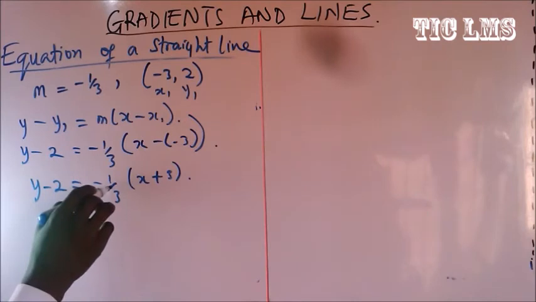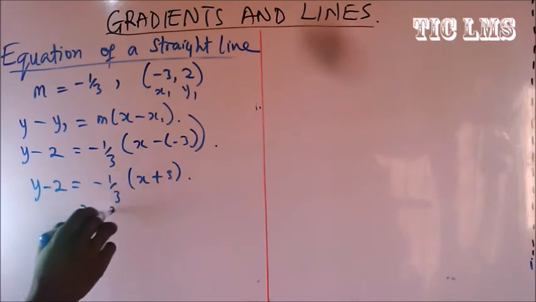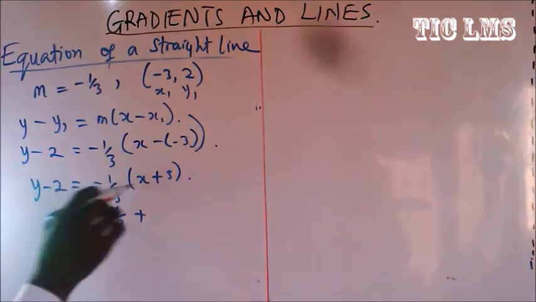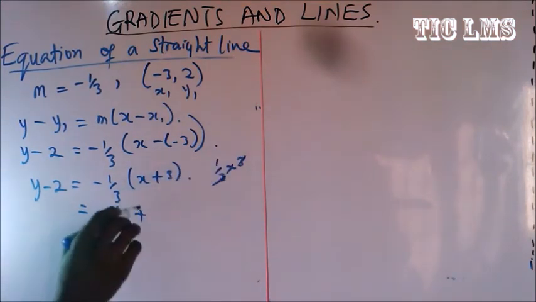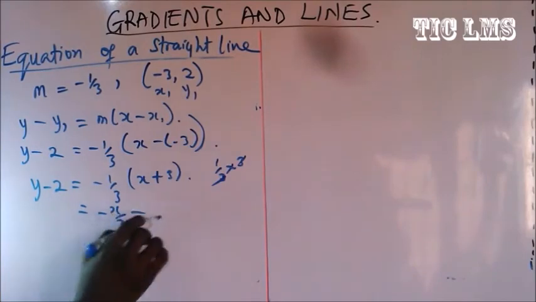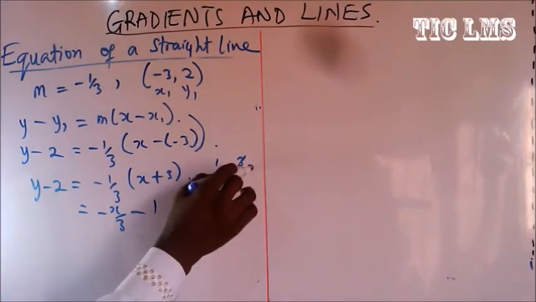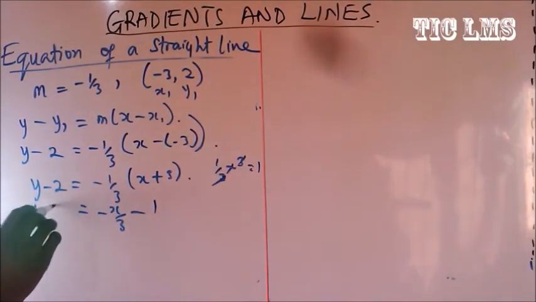And so we'll have 1 over 3 times x, we have minus x over 3, and then 1 over 3 times 3. So 1 over 3 times 3 leaves us with 1. So we'll have minus times plus here, which is minus 1. So we are left with 1 over here. And so we'll have y minus 2.